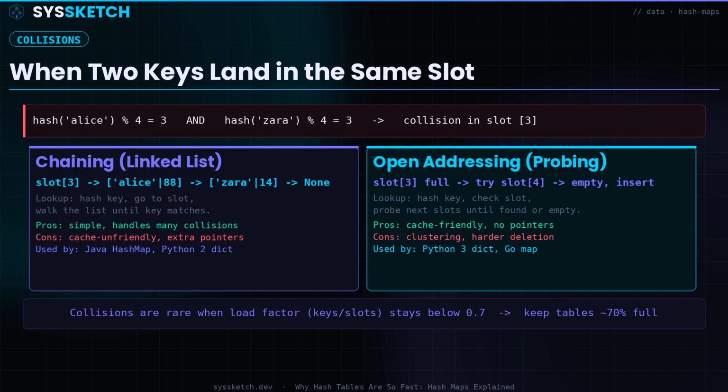The second strategy is open addressing. When a slot is occupied, probe the next slot and the next until you find an empty one. Python 3's dict uses a variant of this with pseudorandom probing. Chaining is simple and handles many collisions gracefully.